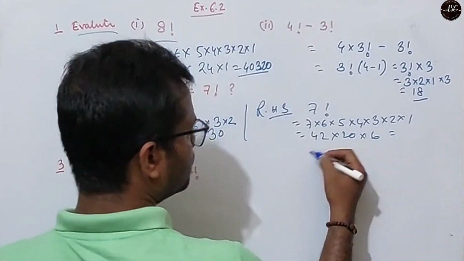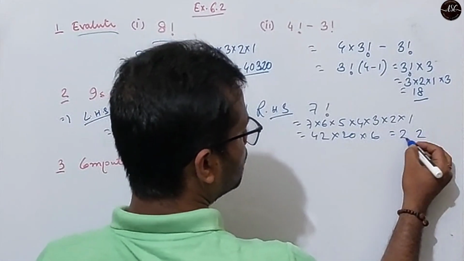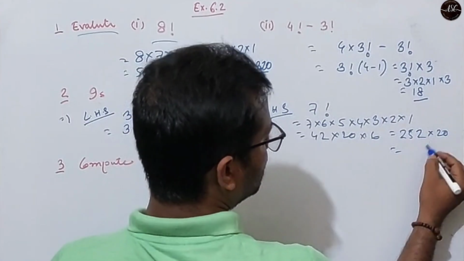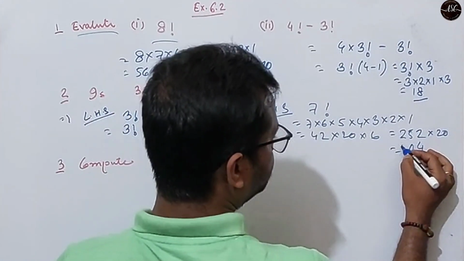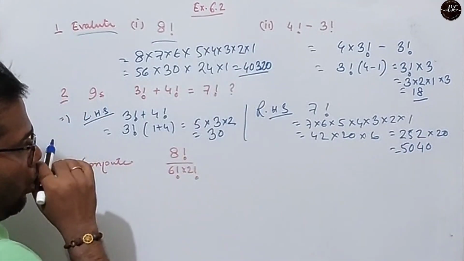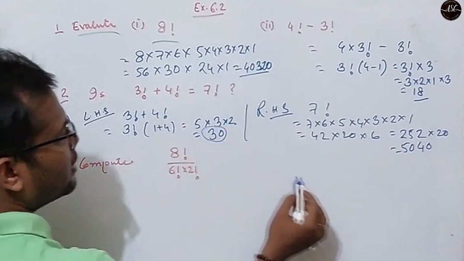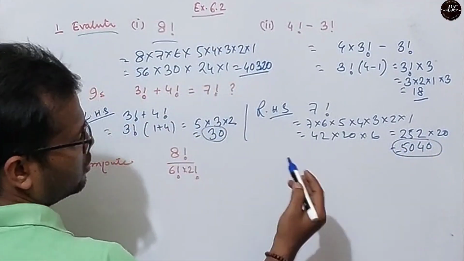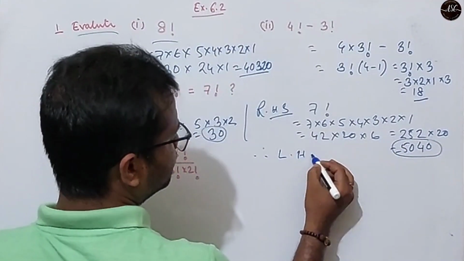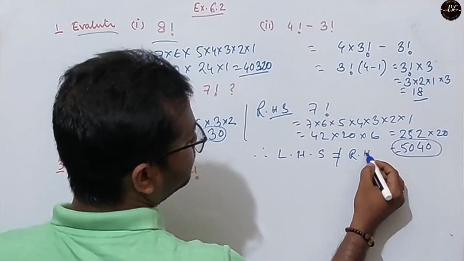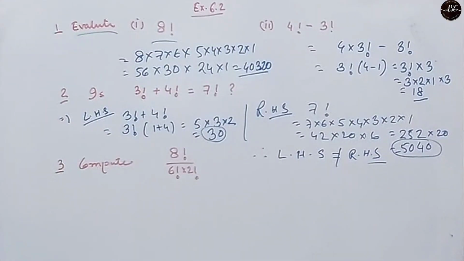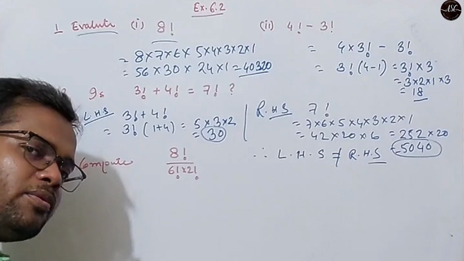So 42 here, 20 here, 6. Just multiply. So here the value of this LHS is 30 and this is 5040. So therefore LHS not equal to RHS. Okay. So 3 factorial plus 4 factorial not equal to 7 factorial.